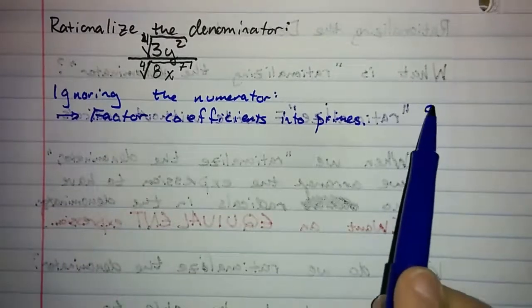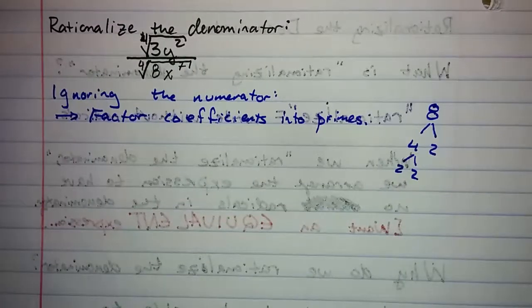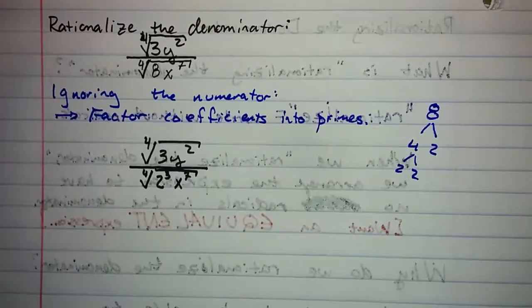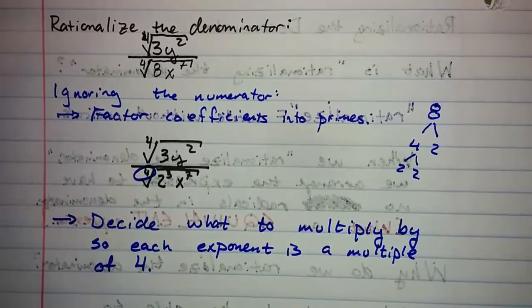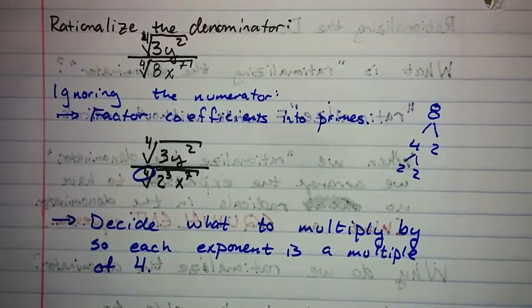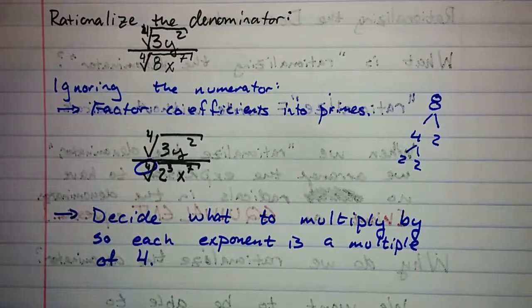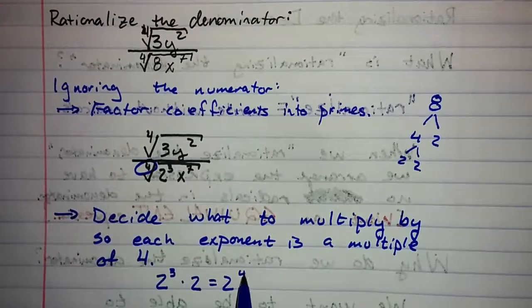Right, so 8 is 4 times 2, 4 is 2 times 2. So 8 is 2 to the 3rd. Okay, now here's the tricky part. We want to decide what to multiply by so that each exponent is a multiple of 4. Why 4? Because our index in this case is 4. So let's see. 3, the next multiple of 4, well, I need one more 2, right? So I'm thinking 2 to the 3rd times 2 is 2 to the 4th.